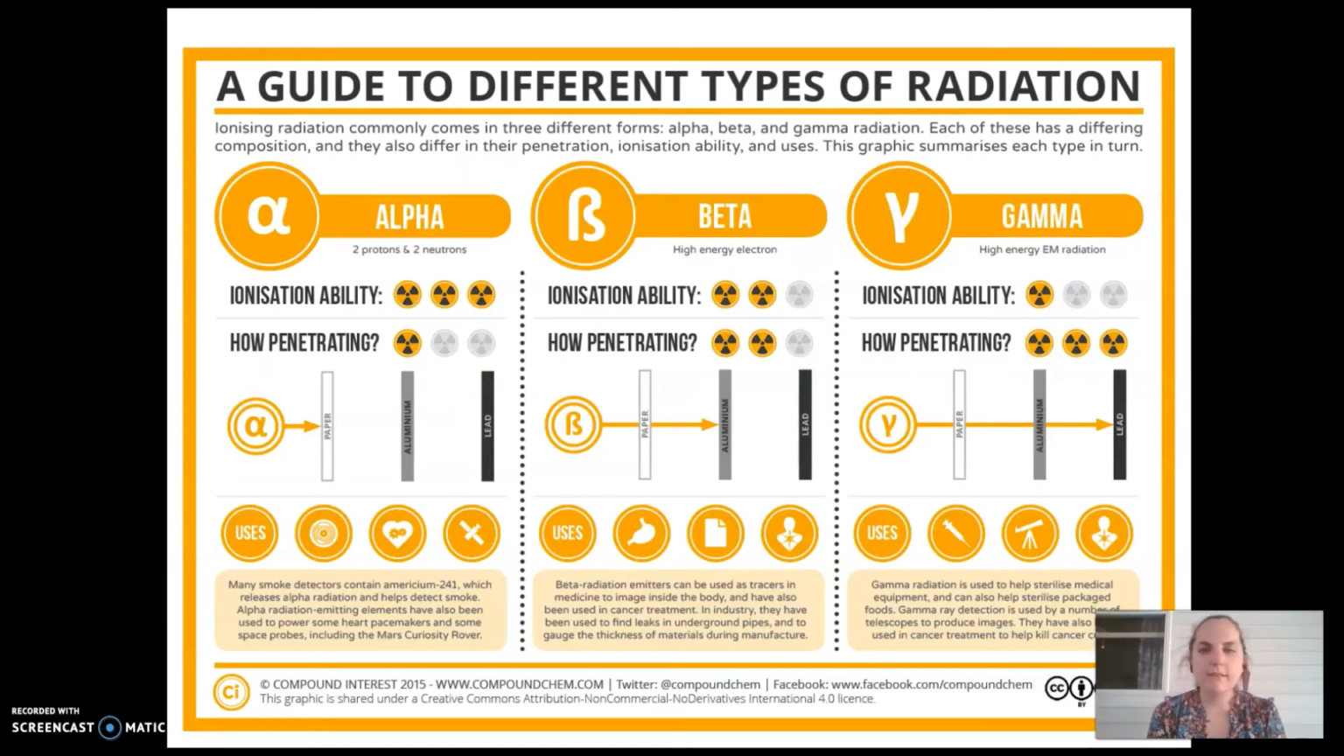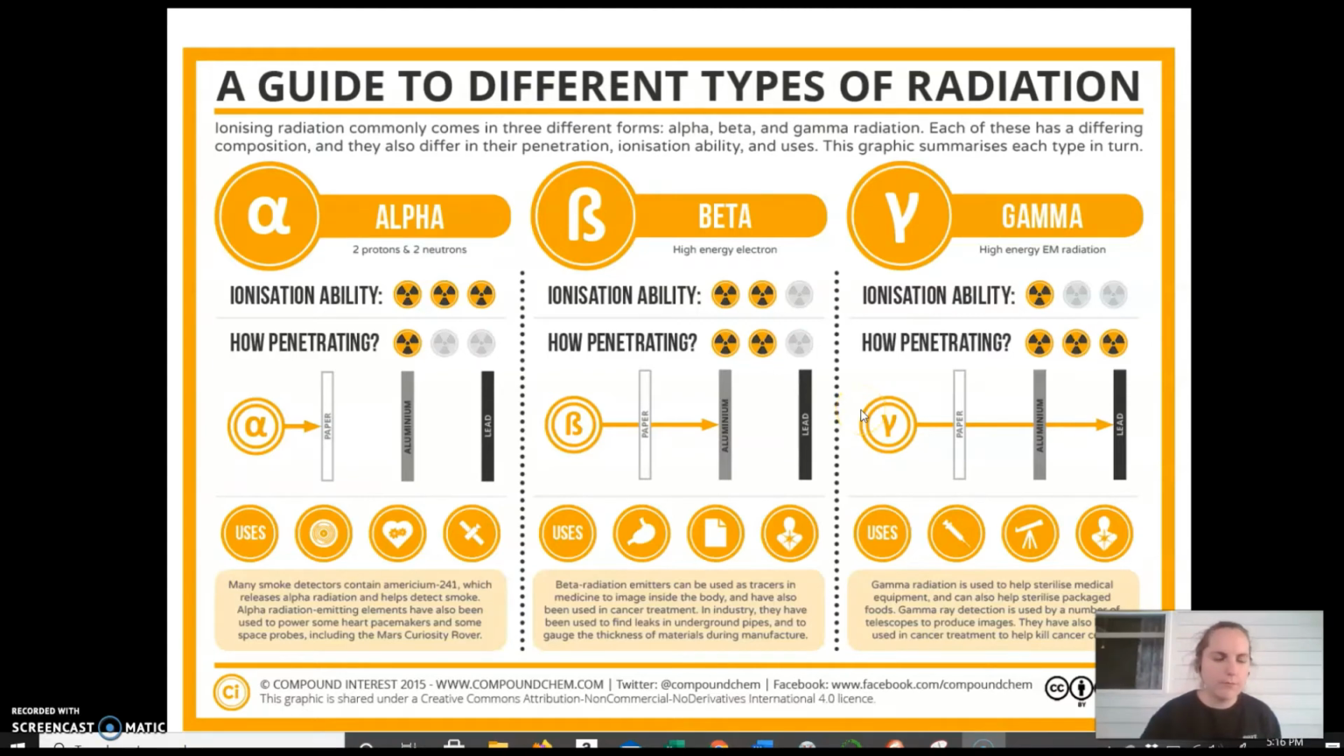And so, a guide to different types of radiation, like our alpha and beta and gamma rays. Feel free to look at this. And when we get into our work, from this we can see that the alpha particle is going to be stopped by paper. The beta particle is going to be stopped by aluminum. And gamma can only be stopped by lead, honestly. So they are really, really bad.